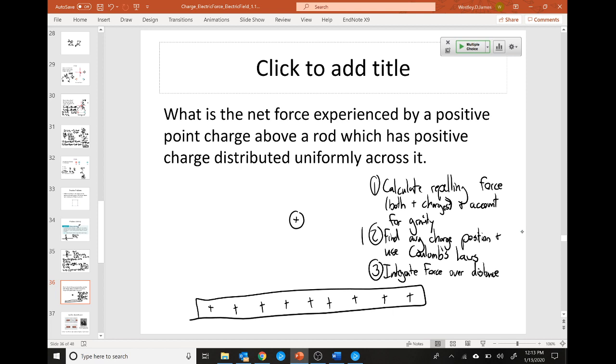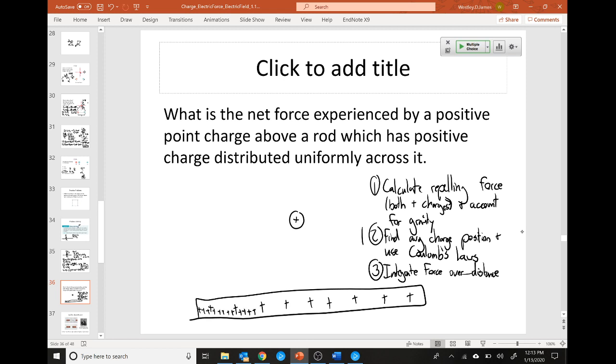This last one, though, is the one that's going to be the most rigorous, where you integrate the force over the distance. And this is, again, where you actually have everything you need to do this. How to do this is going to take time and practice that we don't have the time for, unfortunately. But basically, what I can model this problem as is an infinite number of point charges.